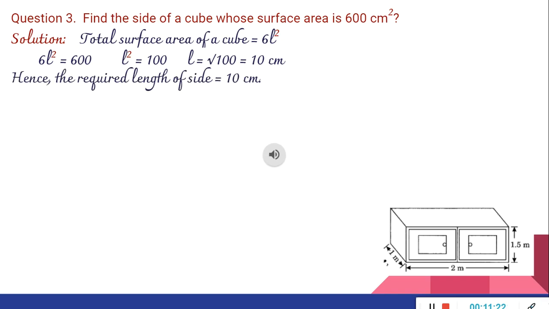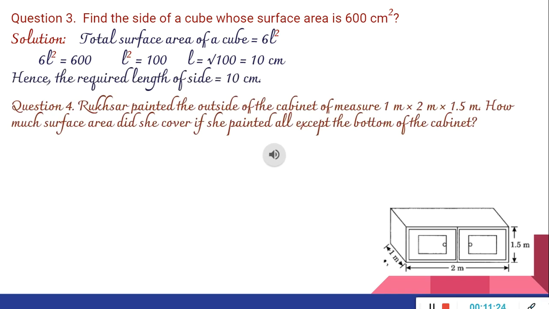Okay. Now see question number 4. Rukshan painted the outside of the cabinet of measure 1 meter into 2 meter into 1.5 meter. How much surface area did she cover if she painted all except the bottom of the cabinet? Means we are not painting the bottom side, right? Bottom we are filling with the tiles here, or any other cemented part. So painting only the other four sides and the top itself, right?